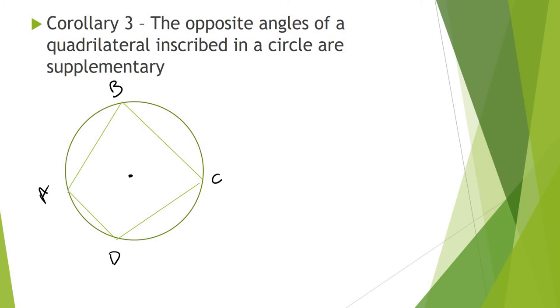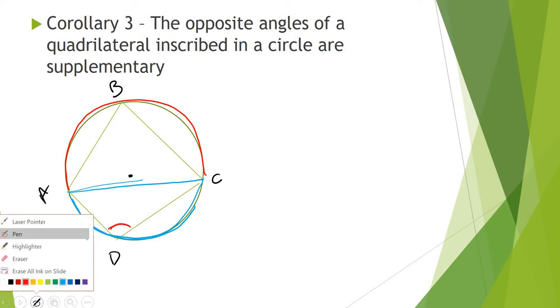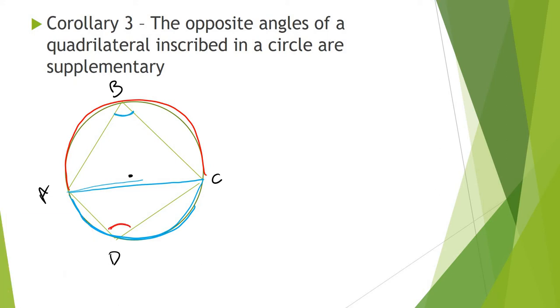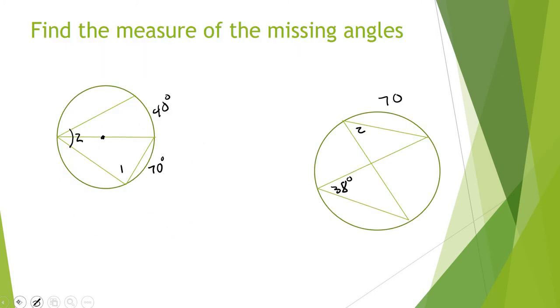Another corollary: the opposite angles of an inscribed quadrilateral are supplementary. So let's keep in mind that it doesn't have to go through the diameter, whatever this arc is, this arc plus this arc have to add up to 360. So this angle and this angle have to add up to 180, or in other words, they are supplementary. So there's some more corollaries. Let's see what we can do with them.